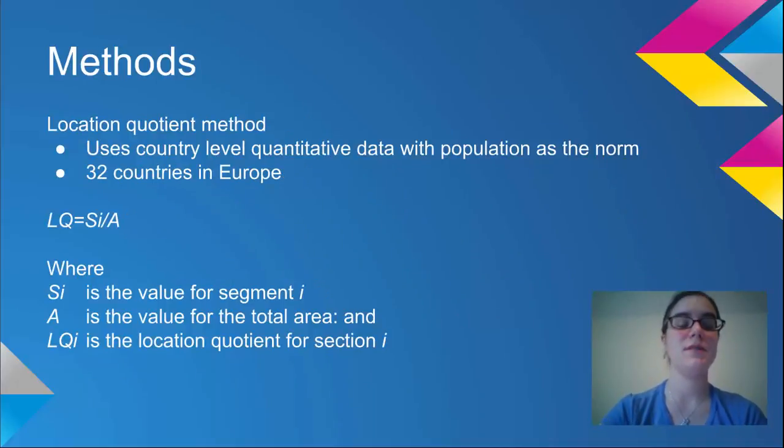The method used was the location quotient method, and it uses country-level quantitative data with population as the norm. I used 32 countries in Europe to find my location quotient because those were the only countries that I could find the data for on that particular website. And then below is the location quotient formula.